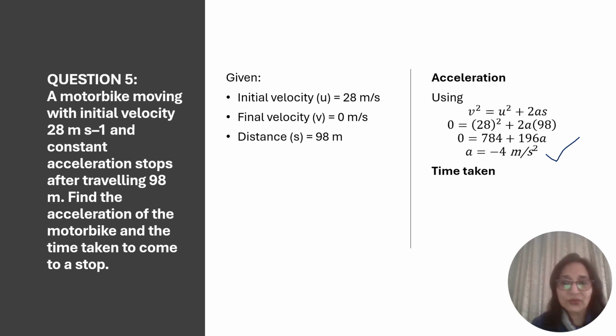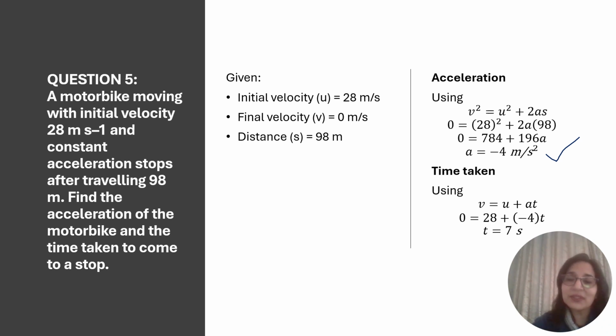Now, the second part of the question, time taken. Here again, first equation of motion, v is equal to u plus at. When you substitute, you will get the time taken, that is 7 seconds. Very important thing, please remember these three equations of motion. Pause the video, try to practice. These numericals are not difficult, they just require a good amount of practice.